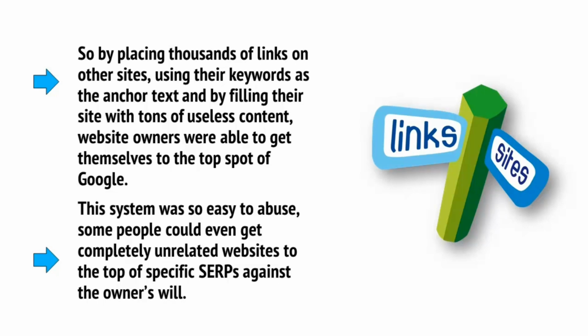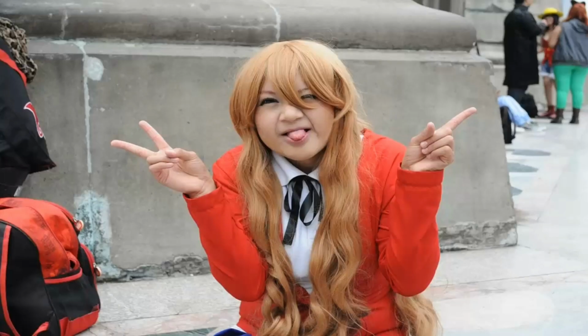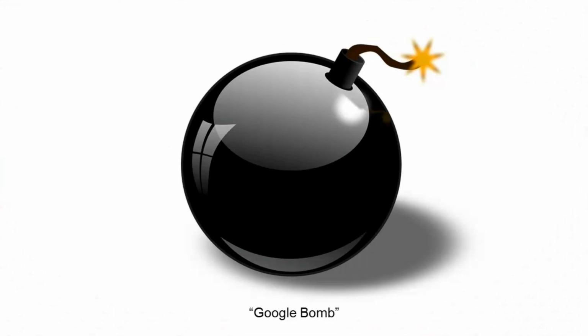You could make it so that searching for Big Idiot would bring up a picture of your friend, for example. This was called a Google bomb. Obviously, this started to make a mess of Google's results, and so Google had to adapt and get smarter.